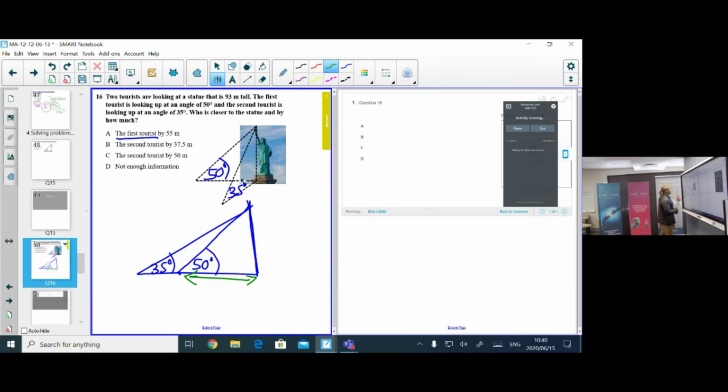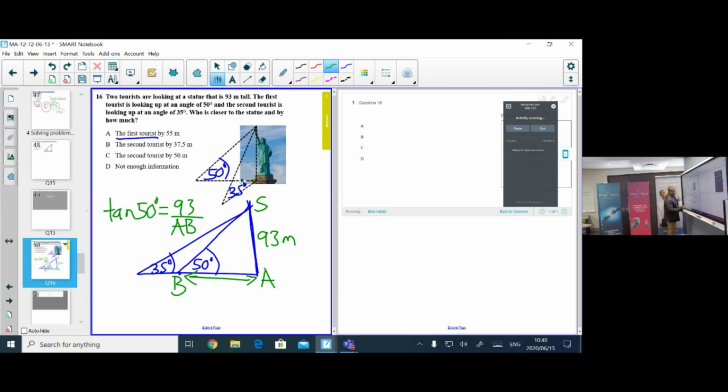Meaning that the information that we are given is that this is 93 meters tall. And you already have your 50 here. So you can use that, your tan 50 degrees equals opposite, which is 93, over what we are looking for. So if this being a statue, if this is S, this is A, this is B, just some choice of letters here, then you are looking for AB in this case.